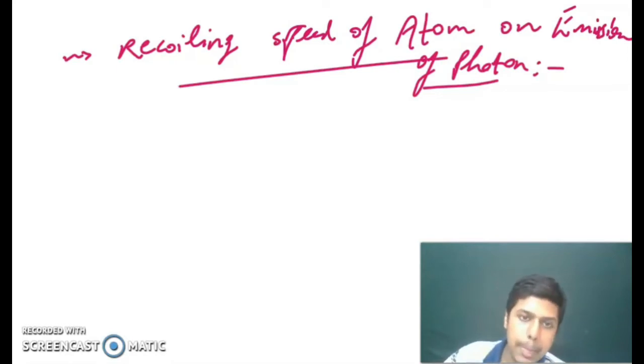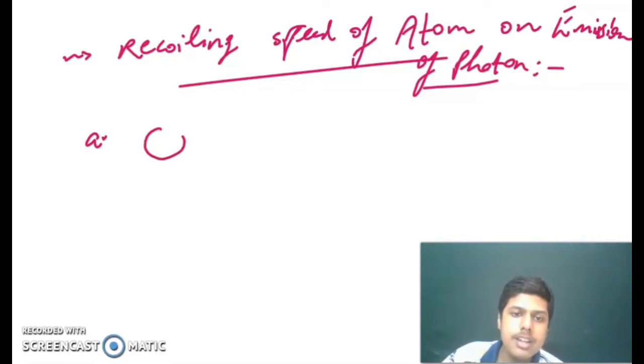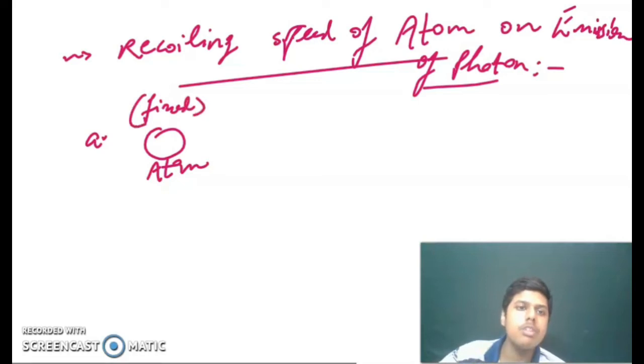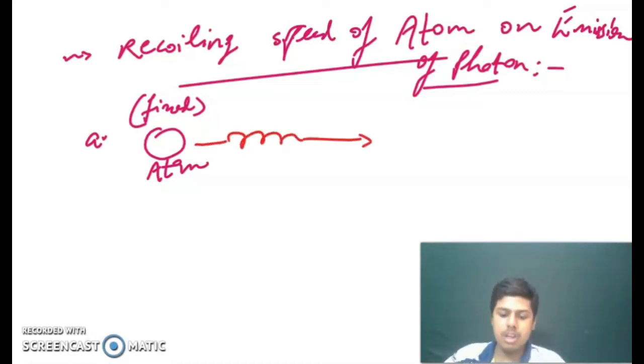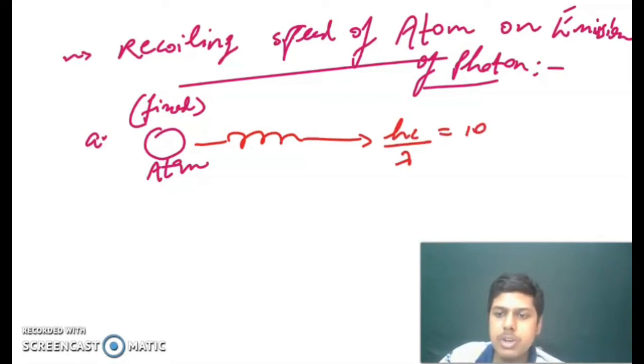Now see, suppose in the first case we have an atom, and this atom is actually fixed. Now suppose from here an electron is ejected. Let us take this atom to be a hydrogen atom in the first excited state. Now an electron gets emitted from here with an energy of hc over lambda, which can be written as 10.2 electron volts.